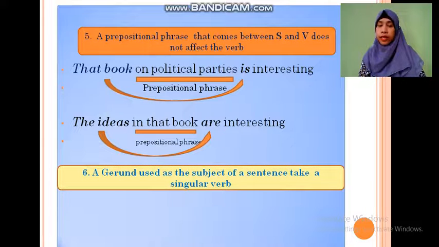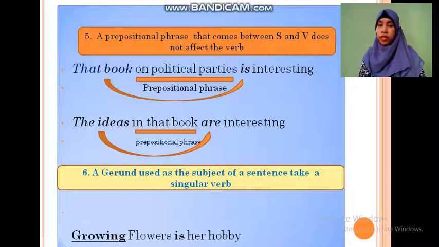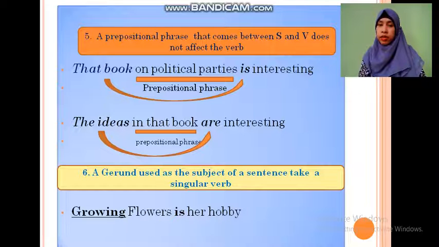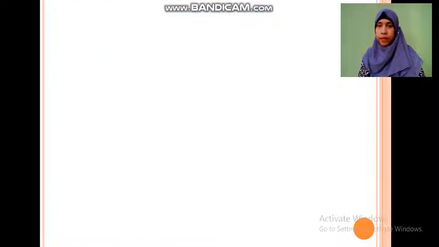Okay, for the sixth rule: a gerund used as the subject of the sentence takes a singular verb. For example, growing. Gerunds usually use verb plus ing. So, growing flowers is her hobby. Growing shows that it is a gerund, so growing should match with a singular verb. So growing uses is.